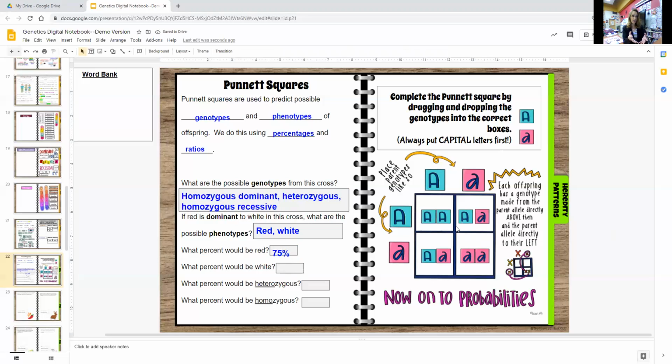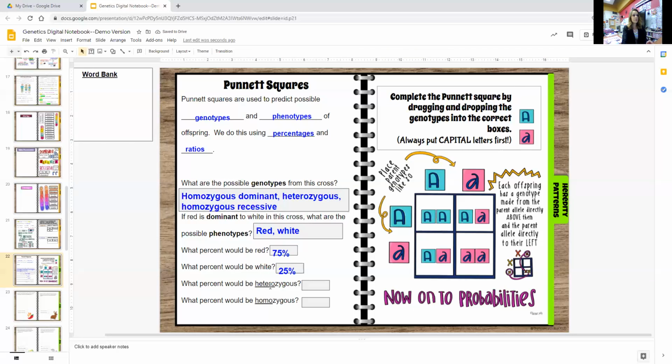So in a cross between 2 heterozygous individuals, remember they're both heterozygous up here, dominant recessive, I stand a 75% chance of any offspring exhibiting the dominant trait. What percentage would be white? Well, this little one right here, there's only 1 out of 4 of them, so that equals out to be 25%.